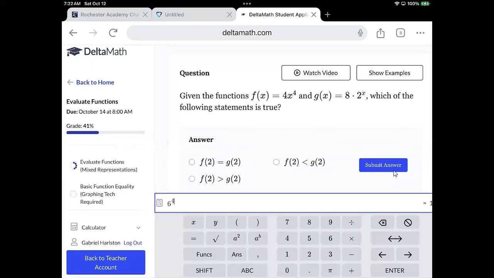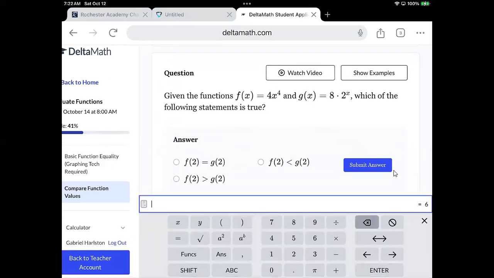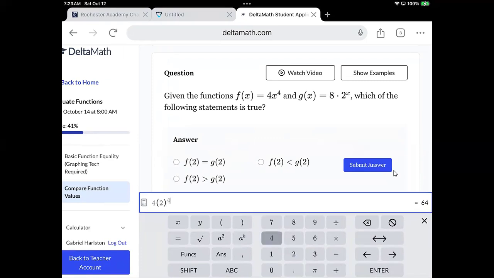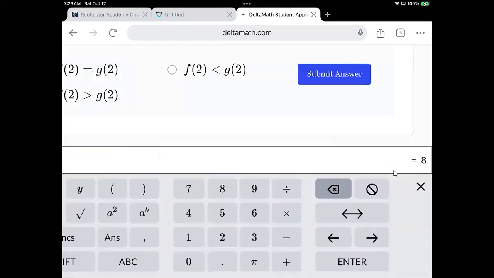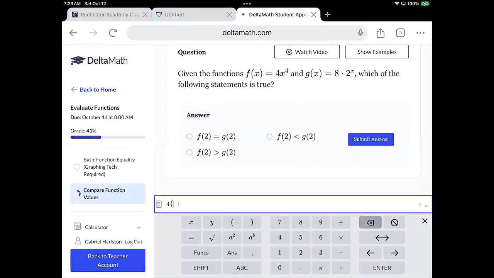So let's get rid of this. We'll do 4, and we're going to replace the x with the parentheses 2, and then we're going to raise it to the fourth power. And that is 64. So f of 2 is 64. So now let's look at g of 2.